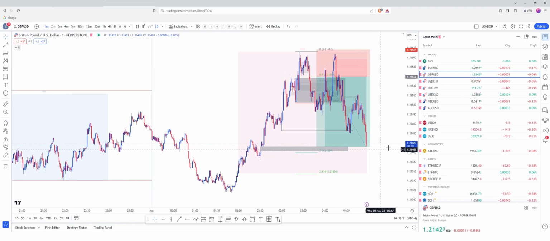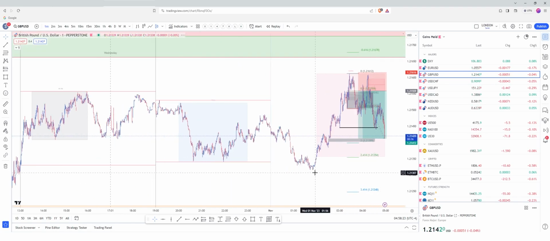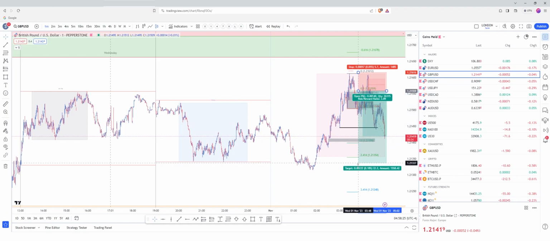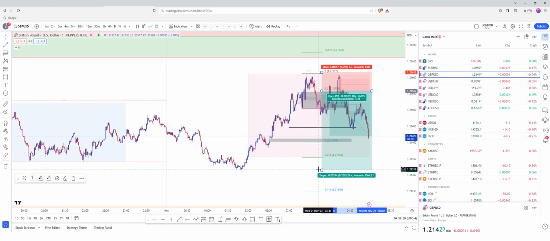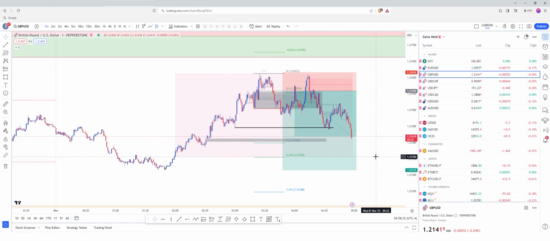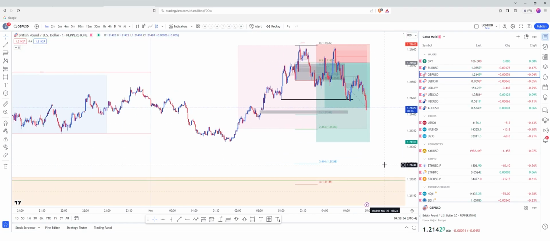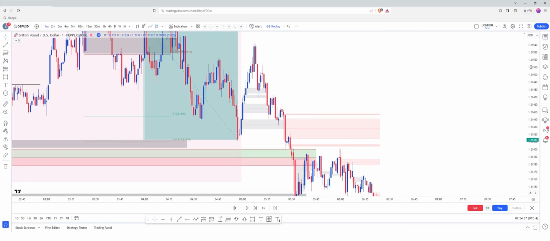Closed out. This may run, take out the daily low, but I'm happy with the 2.5, get out of the trade and go and enjoy the rest of my day. So there was the trade.